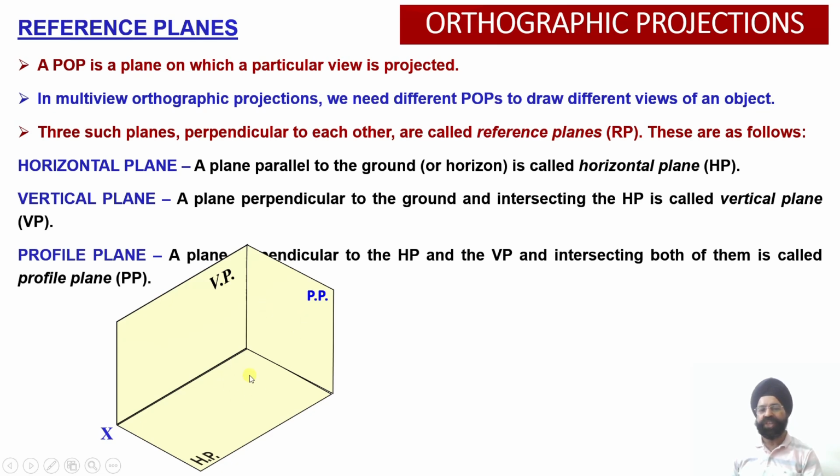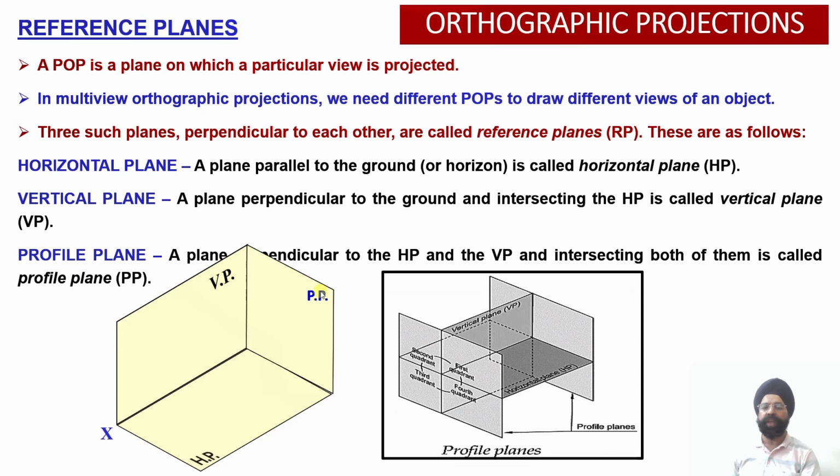And the image which will be formed on the profile plane will be called the left hand side view or the right hand side view. So this is called the side view of the object, obtained on the profile plane. How do we say that it is a left hand side view or the right hand side view?